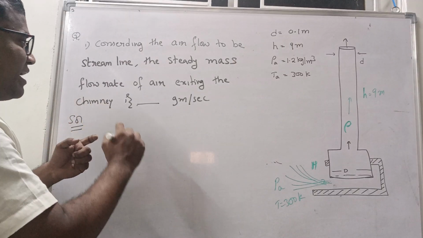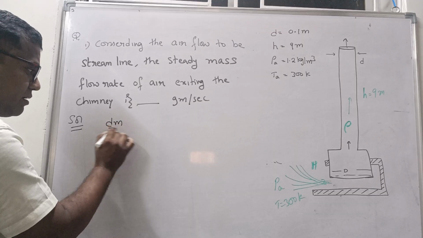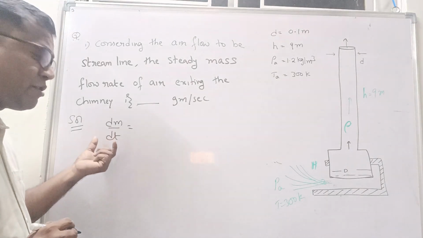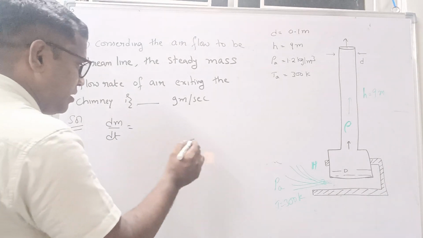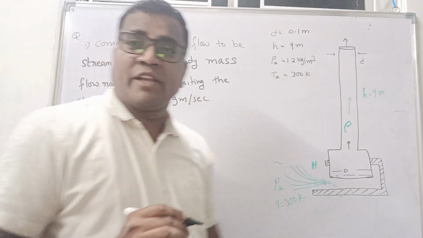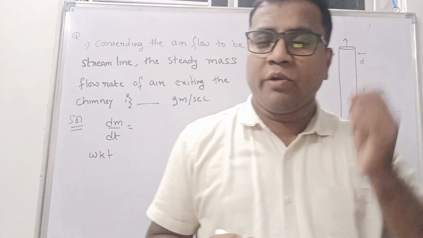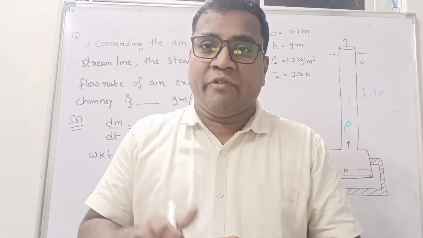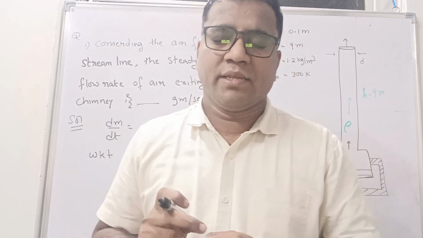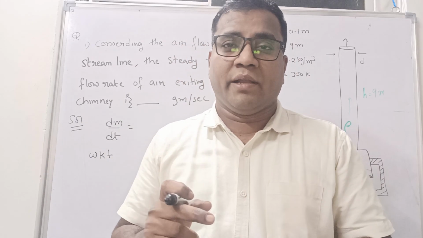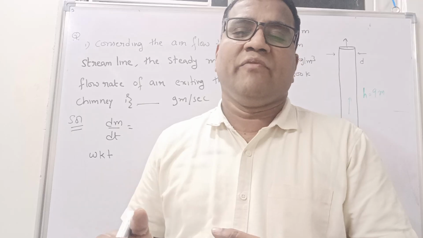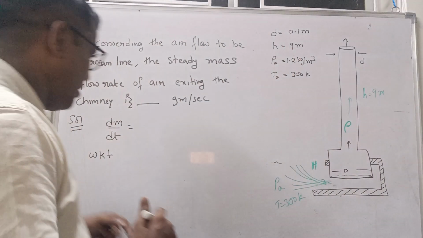So he is asking that steady mass flow rate, which means dm by dt. First we will try to understand how to calculate dm by dt. We know that according to equation of continuity, the rate of flow of volume of liquid remains constant. The rate of volume of liquid through a tube remains constant, which means d volume by dt is equal to A1 V1, which is equal to A2 V2.